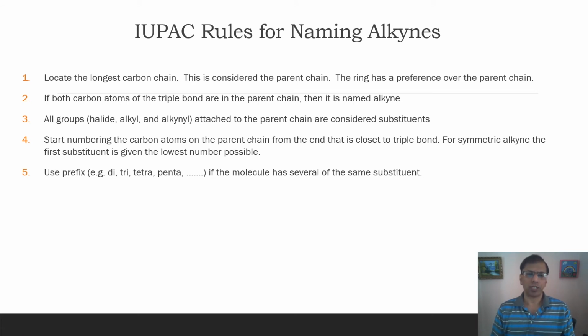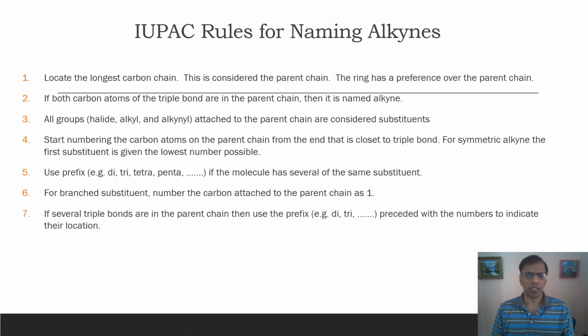So if you have more than one substituent that is the same, like if there are two methyl groups or two ethyl groups, then you'll use prefixes such as di, tri, tetra, penta, and so on. If there is a branch substituent, then the carbon atom of the branch substituent that is attached to the parent is numbered as 1. If there are several triple bonds in the parent chain, then again use the prefix di, tri, and always indicate the location of each and every triple bond.